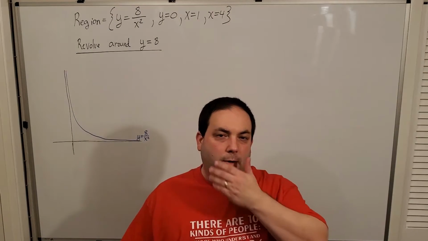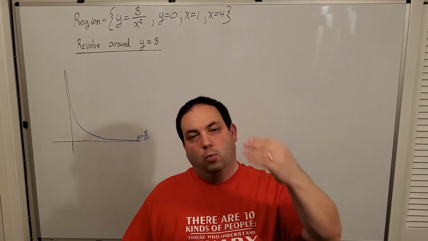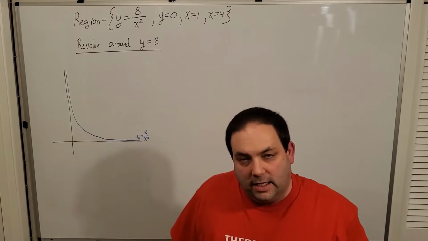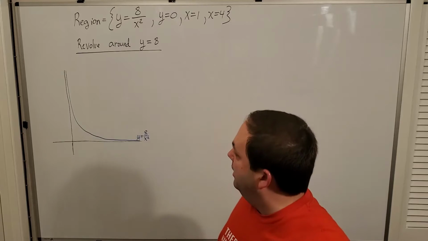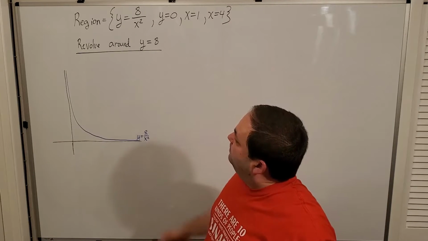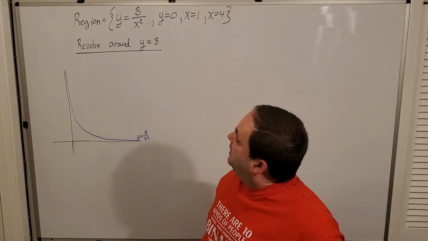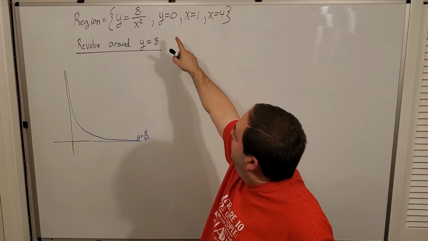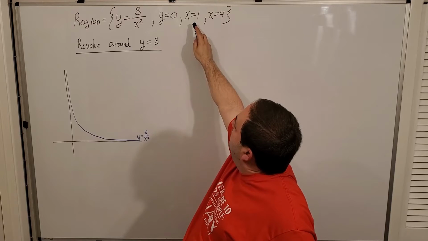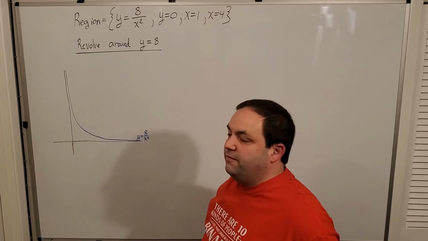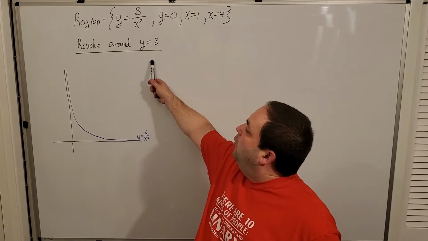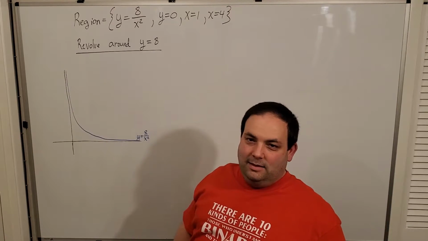So to finish up here, I want to talk about one that uses a dy now instead of a dx, just to have that full variety in there. We have the function y equals 8 over x squared, and the region trapped beneath that above y equals 0 and between x equals 1 and x equals 4. And we want to revolve that region around y equals 8.